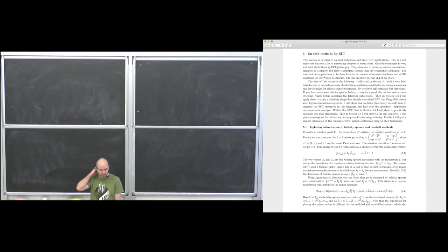So for the last lecture, as I promised, we'll talk about on-shell methods for EFT. But before I get to EFT, for probably half of you that haven't seen this kind of formalism, I have to introduce what it's about. Those of you that already know this formalism will have to wait until something interesting happens. So let me start with this.